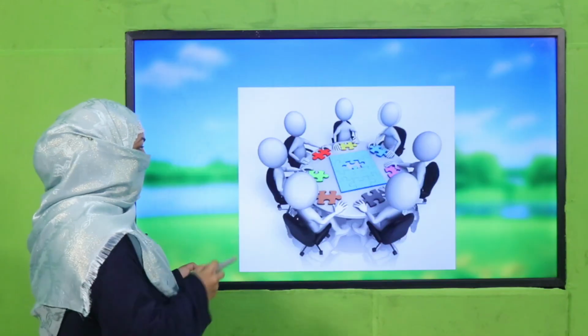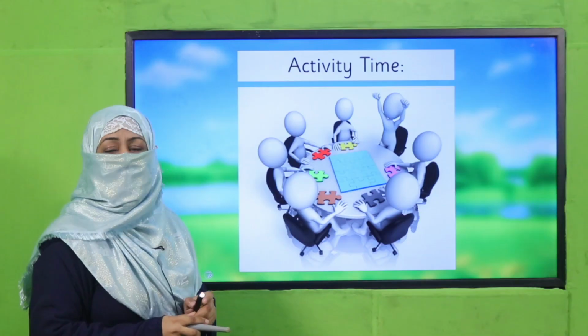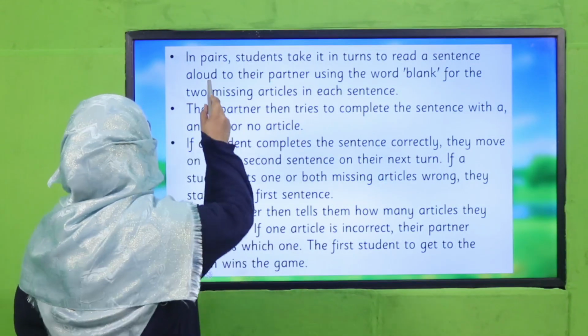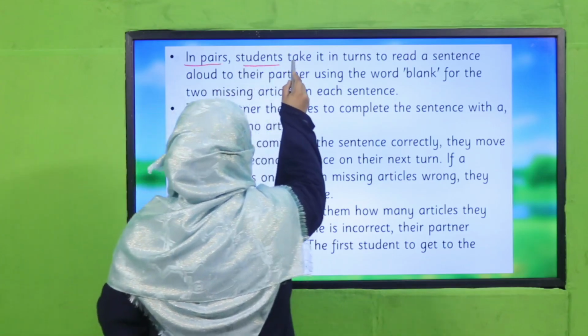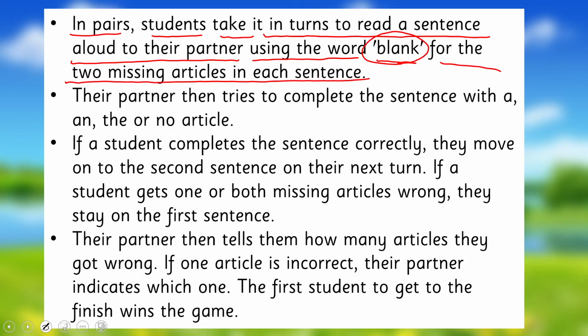Okay, so let's learn it further through an activity. Are you ready for that? So we have planned 2 activities. In activity 1, in pairs, students take turns to read a sentence aloud to their partner using the word "blank" for the 2 missing articles in each sentence. Right? Teacher will make pairs. One student will read aloud, and instead of saying the article, the child will say "blank" at that space.